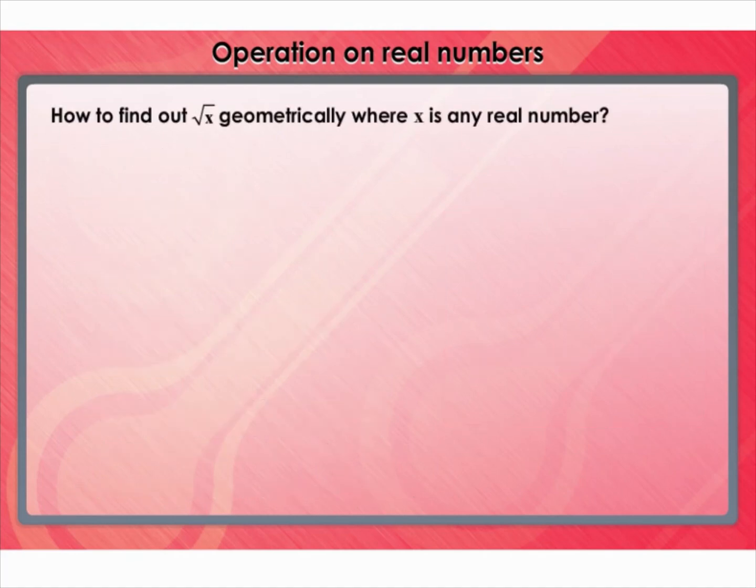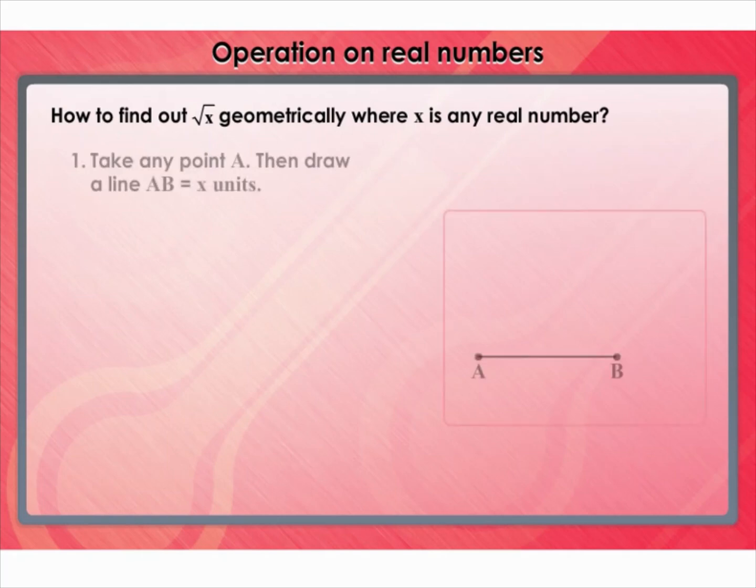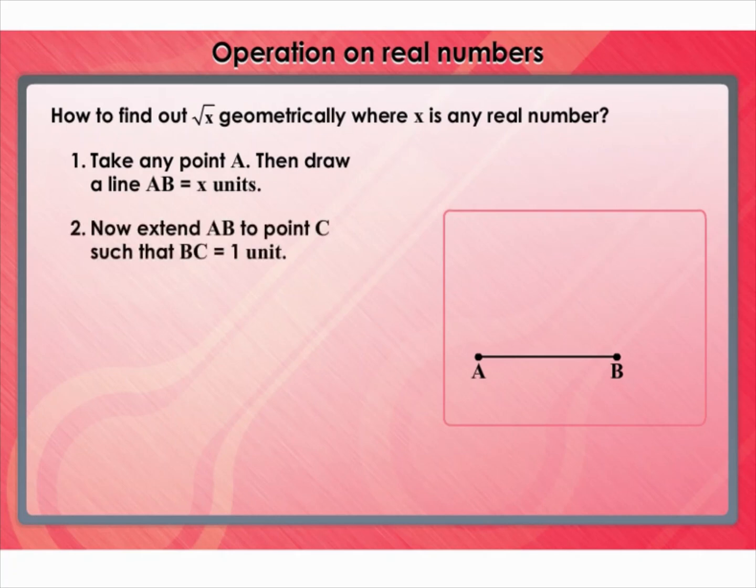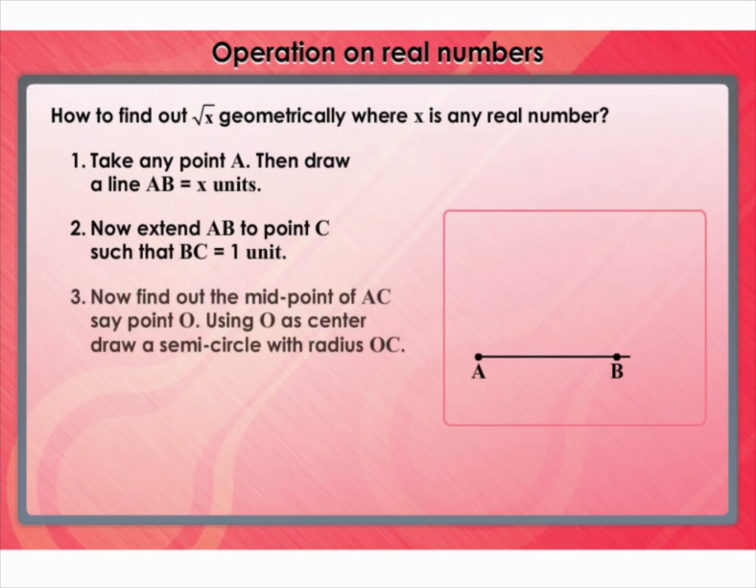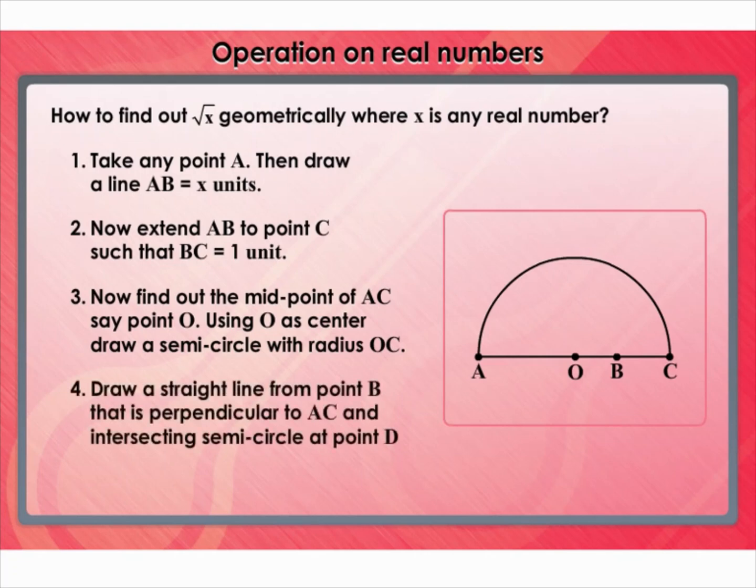More generally, how do we find the square root of x geometrically, where x is any positive real number? Take any point A, then draw a line AB equal to x units. Now extend AB to point C such that BC is equal to 1 unit. Now find the midpoint of AC. The total length of AC is x plus 1, so mark the midpoint of AC, say point O. Consider AC as the diameter, OA and OC are radii. So from center O, draw a semicircle on AC. Next, draw a straight line from point B that's perpendicular to AC and intersecting the semicircle at point D.